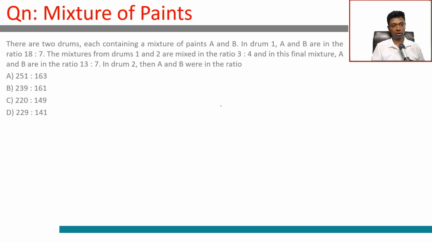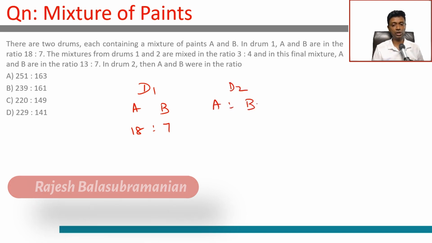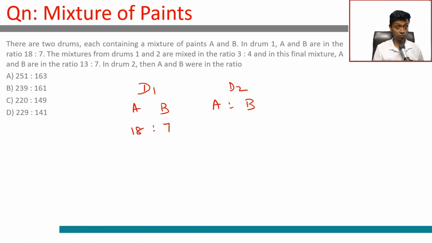There are two drums, each containing a mixture of paints A and B. In drum 1, A and B are in the ratio 18:7. In drum 2, A and B are in a ratio which we don't know. The mixtures from drums 1 and 2 are mixed in the ratio 3:4, and in this final mixture, A and B are in the ratio 13:7.